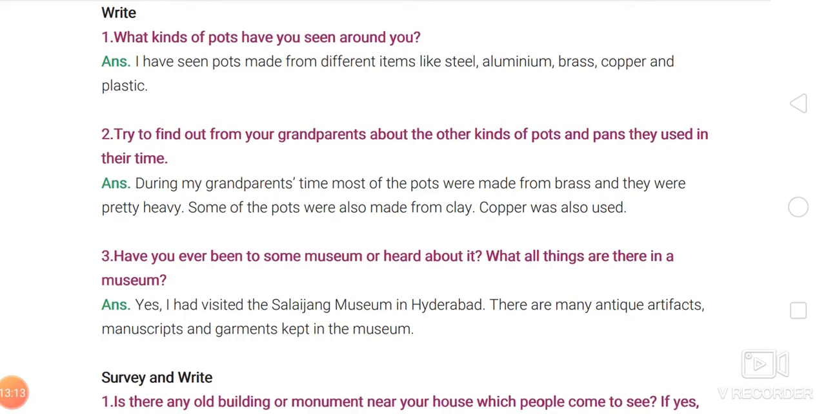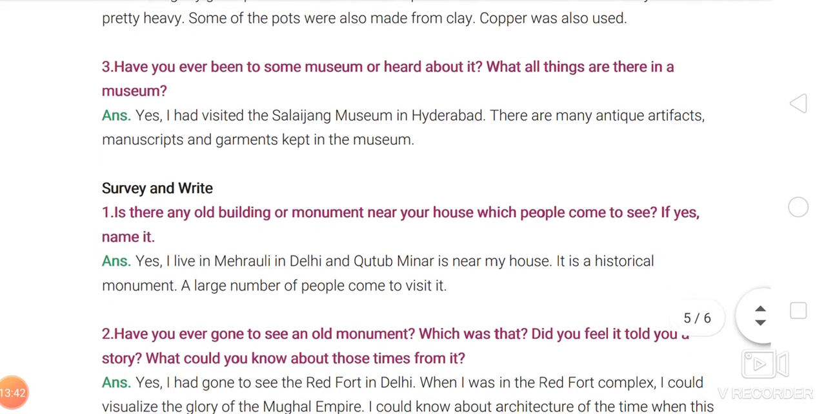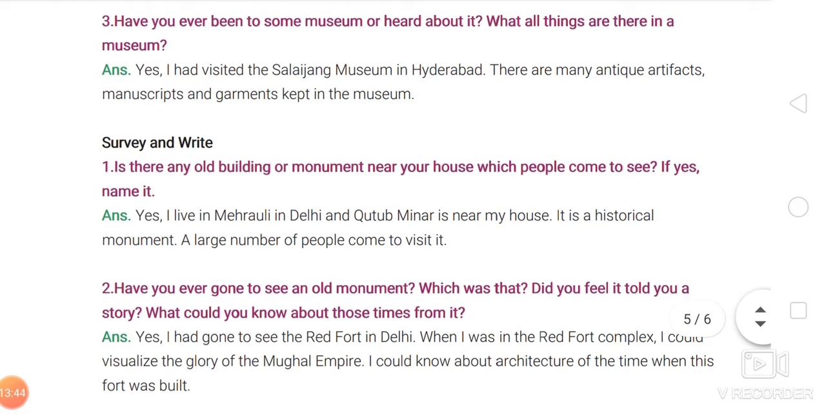I have seen pots made from different items like steel, aluminium, brass, copper, and plastic. Try to find out from your grandparents about the other kinds of pots and pans they used in their time. During my grandparents' time, most of the pots were made from brass and they were pretty heavy. Some of the pots were also made from clay. Copper was also used.